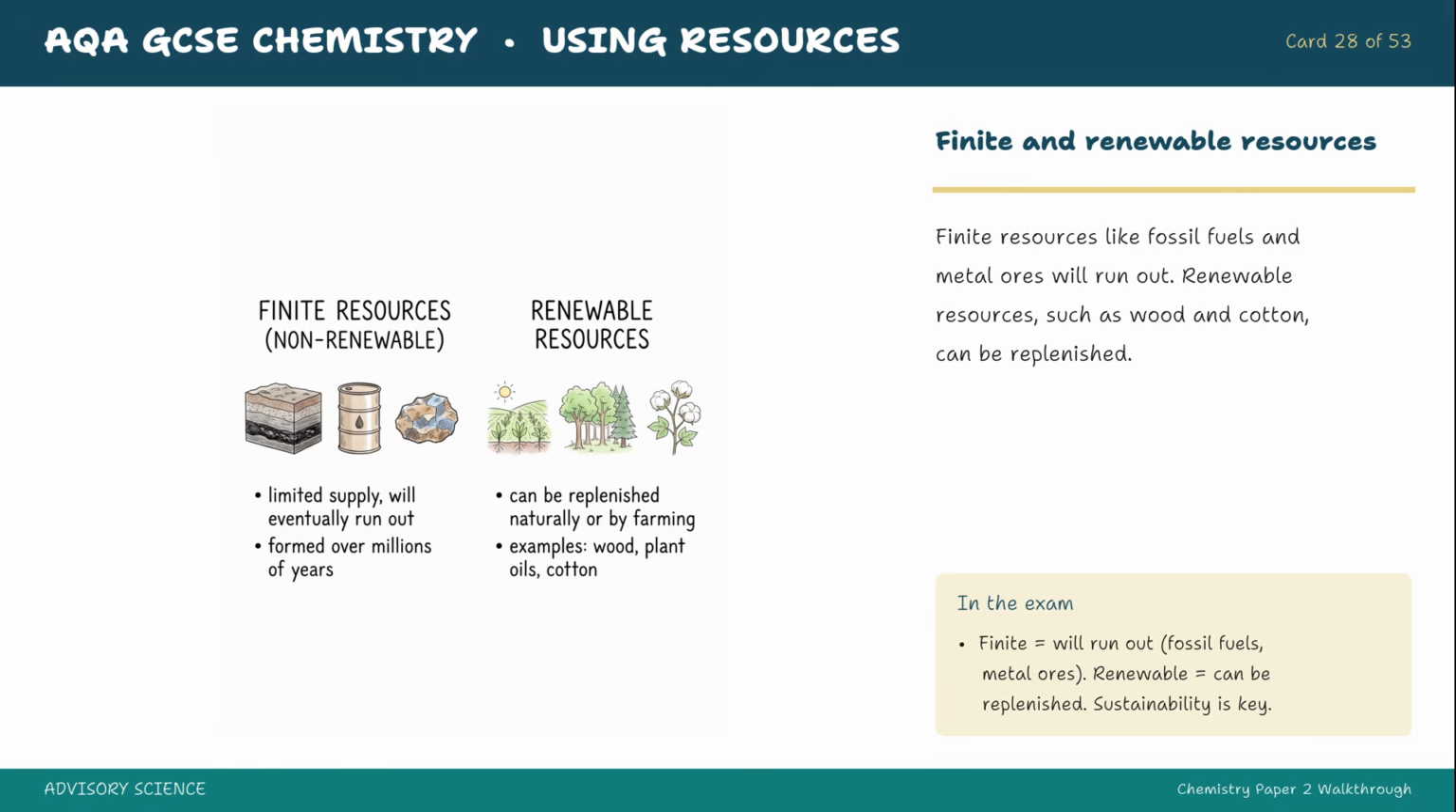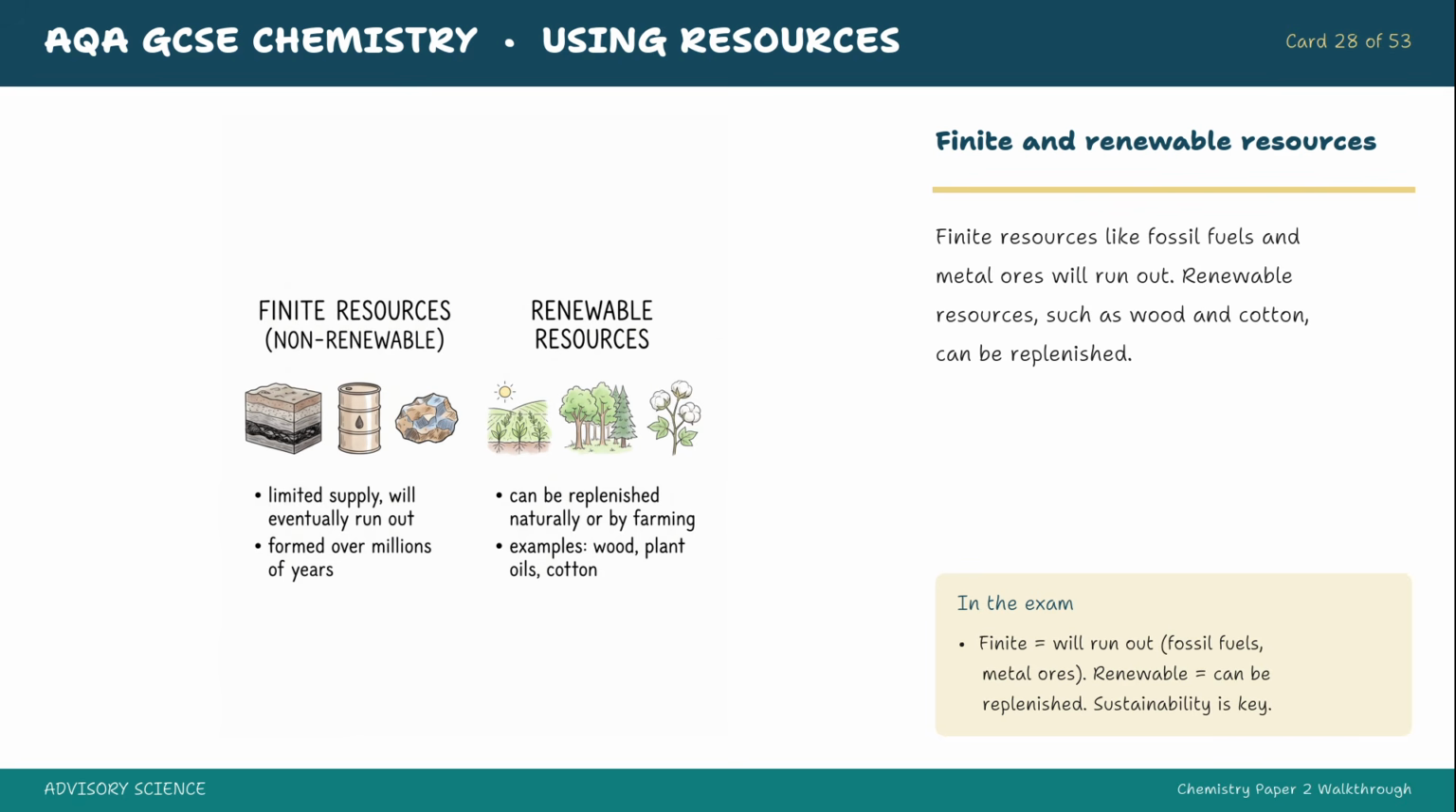Using the Earth's resources. The Earth provides us with everything we need for warmth, shelter, food, and transport. These resources are split into two types. Finite resources, like fossil fuels and metal ores, are being used up far faster than they can be replaced, so they will eventually run out. Renewable resources, like timber and fresh water, can be replaced as quickly as we use them.